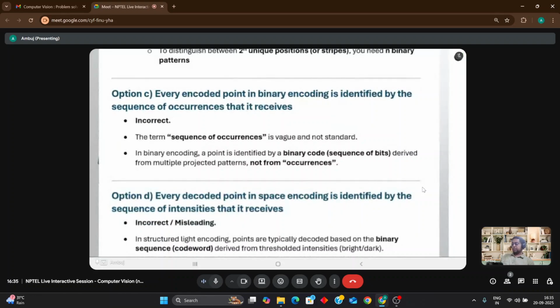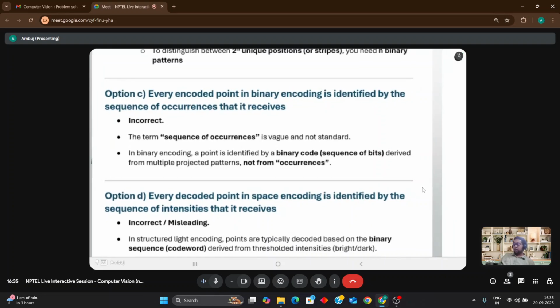Then option number C is: every encoded point in binary encoding is identified by a sequence of occurrences that it receives. This statement is incorrect. The term sequence of occurrences is vague. It is not a standard term. In binary encoding, a point is identified by a binary code derived from multiple projected patterns, not from inference. So option number C is not correct.